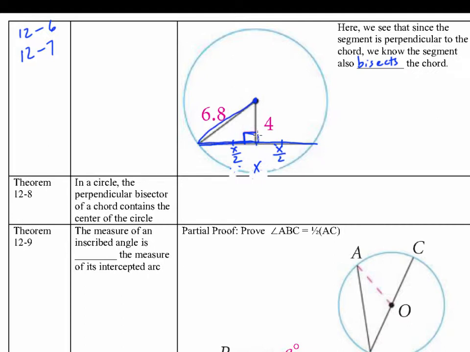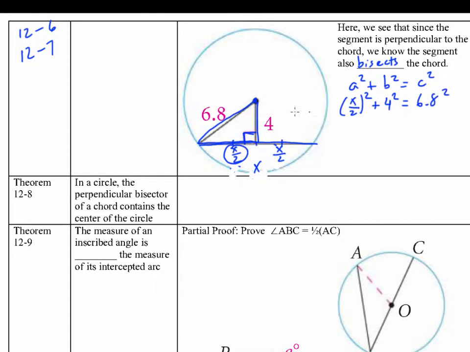Because we have perpendicular, we use the Pythagorean theorem. We can say a squared plus b squared equals c squared. But we have to be careful here. Our a is this thing right here, so I'm going to put it in parentheses. x over 2 squared plus 4 squared equals 6.8 squared.